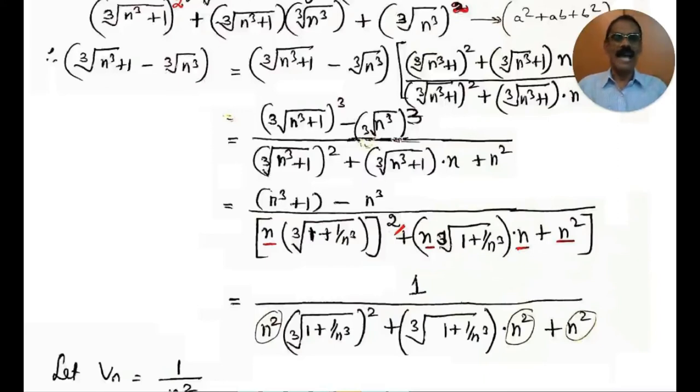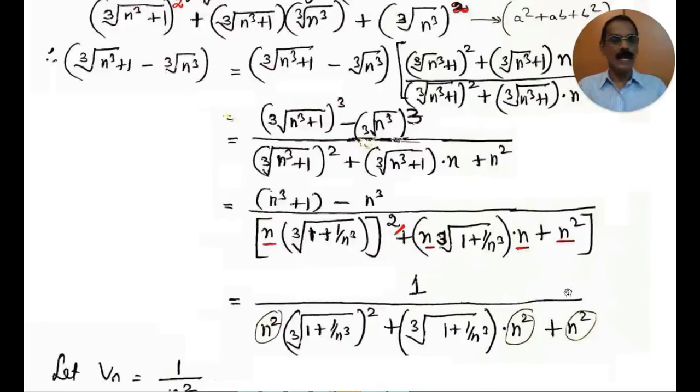Now, this is the time to choose Vn. How to choose Vn? To choose Vn, we have to consider the highest power of n in the numerator of Un divided by the highest power of n in the denominator of Un. If we consider the numerator of Un, it is 1. There is no n at all. Therefore, in Vn, we have to write the numerator as 1.